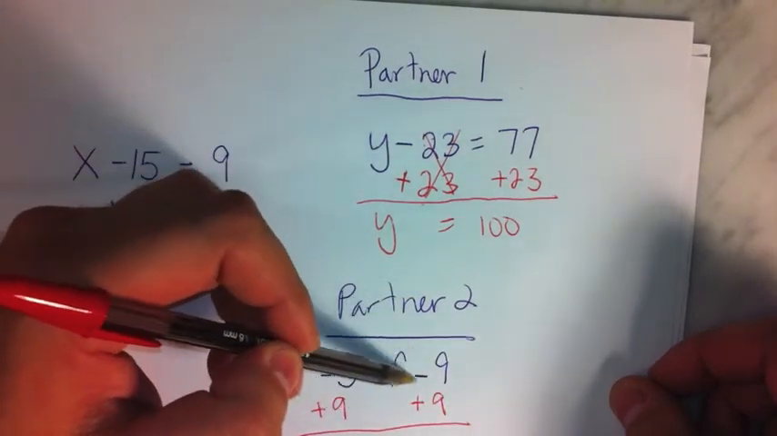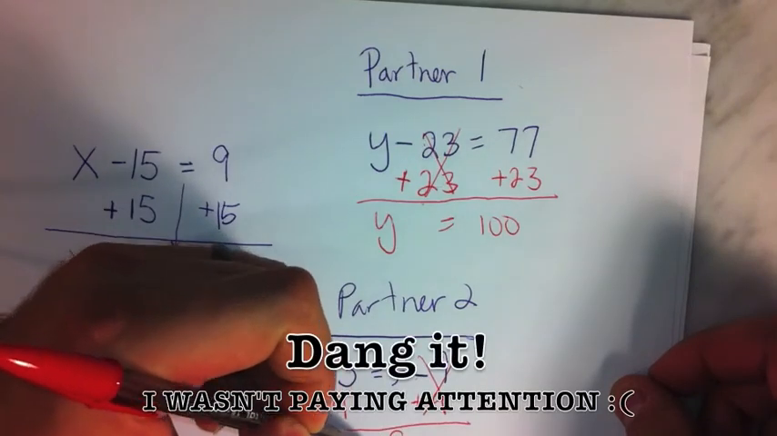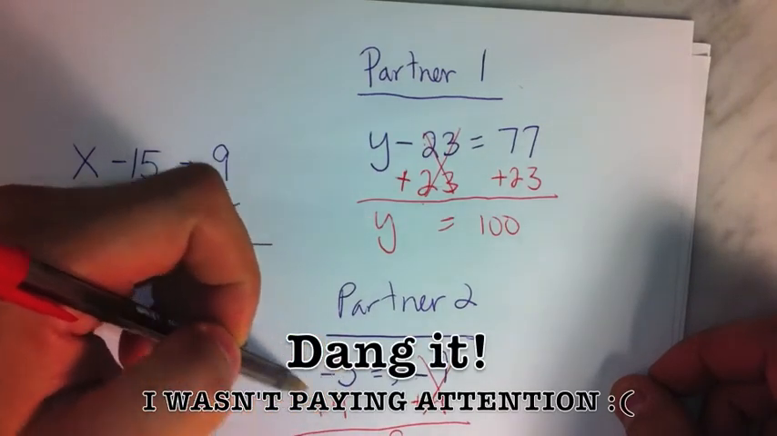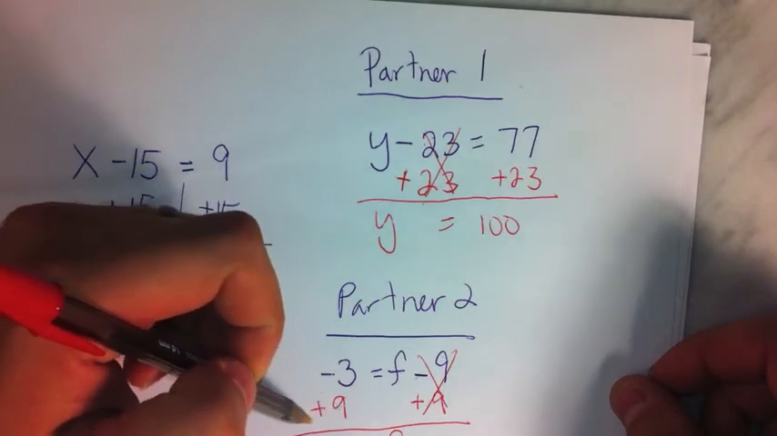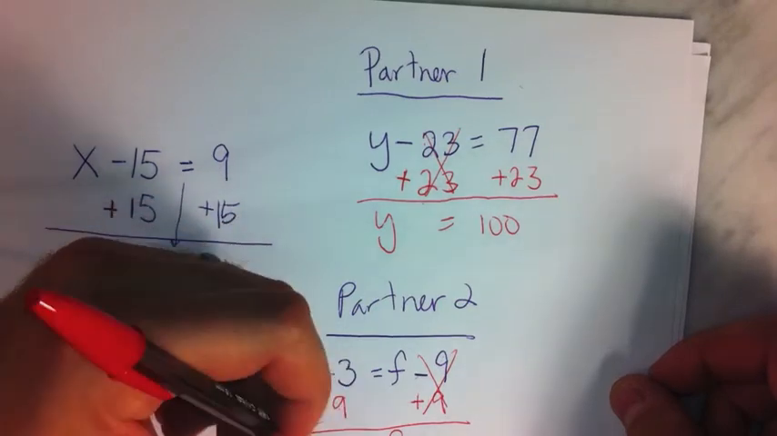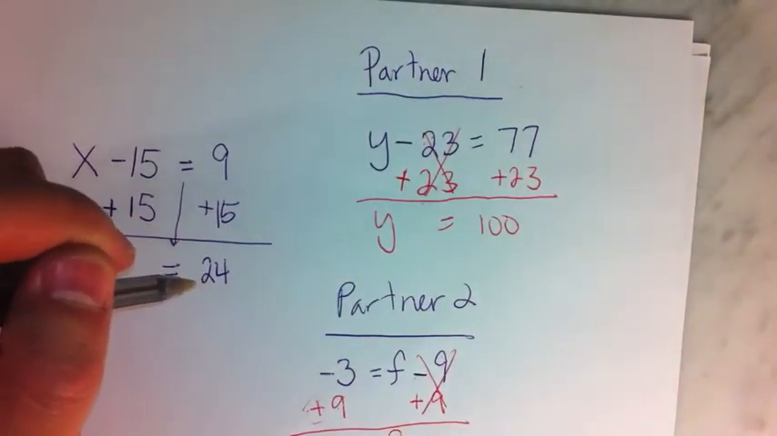F minus 9. Okay, so negative 9 plus 9, those cancel out. Poof. F is left over. Equal sign drops down. So negative 3 plus 9, well, they have opposite signs, so you can subtract. 9 minus 3 is 6. The 9's bigger, so it keeps the sign. So our answer is 6. F equals 6.